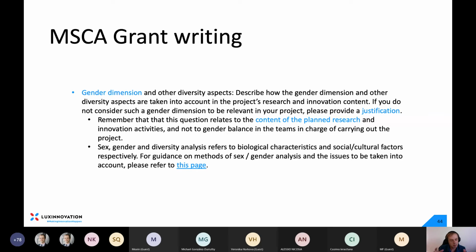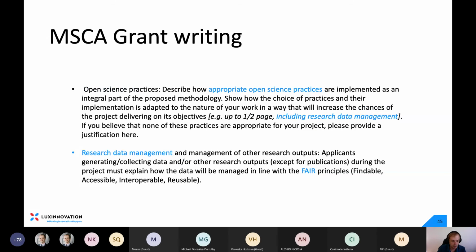Just an example. Sometimes it's very obvious, sometimes it's less obvious. Don't write anything out of thin air just to have something here. If there's no gender dimension, that's fine, just mention it. But you need to mention it. And there are plenty of documents giving you a bit of an idea. Maybe you're not used to thinking about these things. I put the link there on the page, and it's also in the guide for applicants.